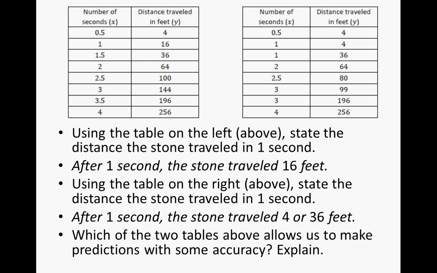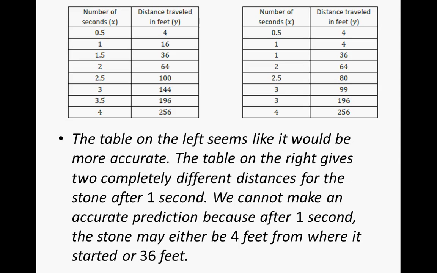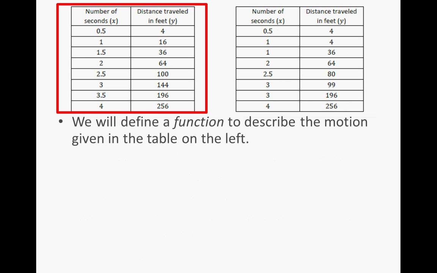So which of the two tables above allows us to make predictions with some accuracy? Well, the table on the left seems like it would be more accurate. The table on the right gives two completely different distances for the stone after 1 second. We cannot make an accurate prediction because after 1 second, the stone may be either 4 feet from where it started or 36 feet. So we will define a function to describe the motion given in the table on the left.